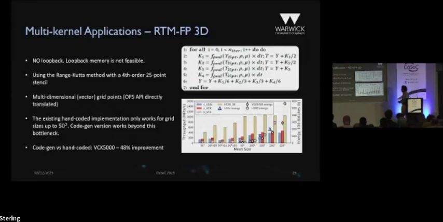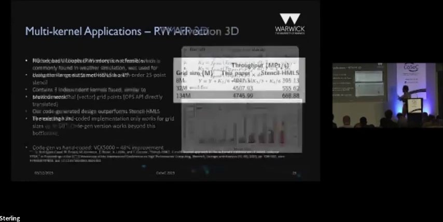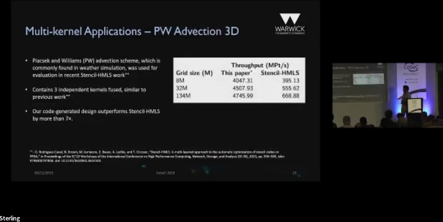Even in that application, we were able to outperform the handwritten implementation by a significant margin. And across this experimentation, we were able to find some bottlenecks in handwritten code. Finally, we tested another application, PW advection. You have seen advection kernels and implementations in many other works today as well. Our implementation outperformed the previously best FPGA implementation by 7 times.